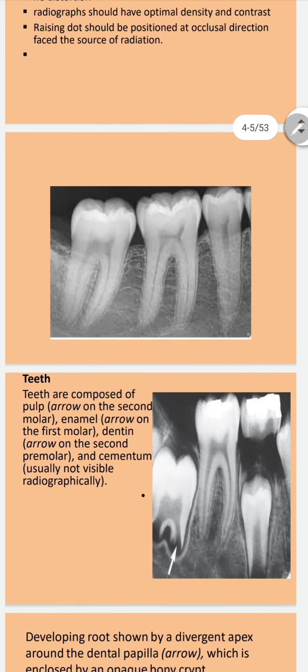As we see in this radiographic image, there is optimal density and contrast of the film, and there is no distortion. The position of the raised dot does not interfere with the area under examination, and the full length of the root appears clearly with the periapical area.